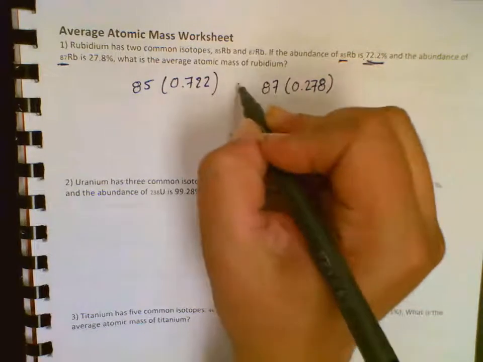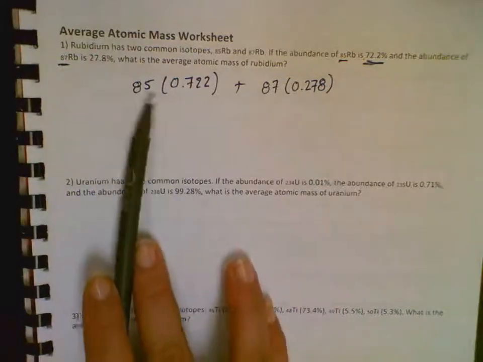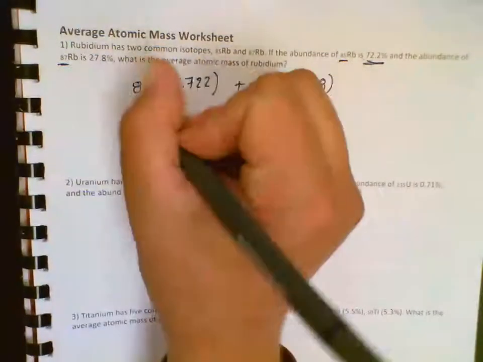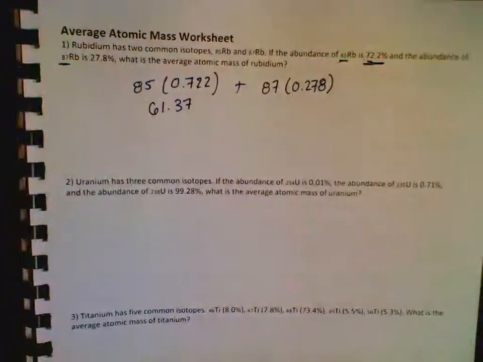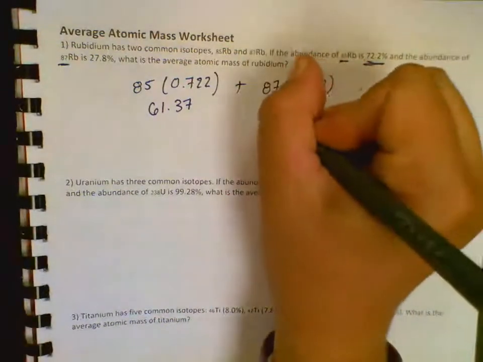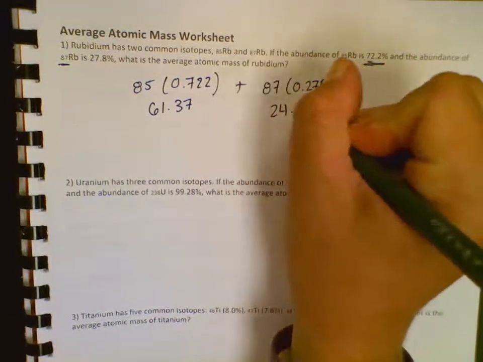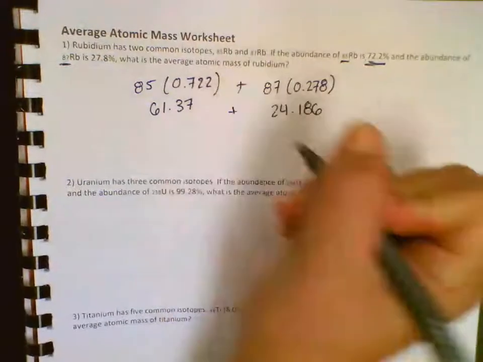Okay? So here's that last step then. Once we've multiplied both of these, we're just going to add them together. Okay? Again, thinking back to middle school math, we've got to do our order of operations, so we multiply before we add. So we're going to multiply these two numbers. So this is going to be 61.37. And then this one over here we're going to multiply. So this is going to be 24.186.